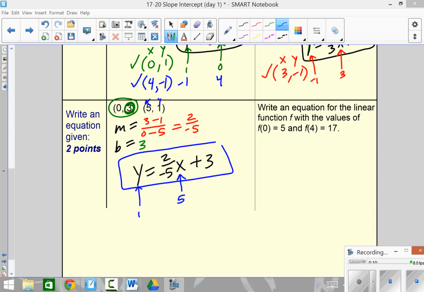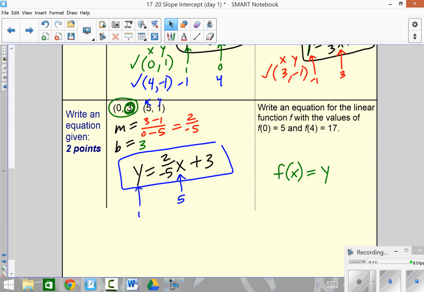Okay, let's give this fourth one a try here. Different kind of problem, but same idea. Fourth one says, write an equation for the linear function f with the values f of 0 equals 5 and f of 4 equals 17. So this actually goes back to function notation, a lesson or two ago. Now remember we talked about function notation. F of x is the same thing as y.